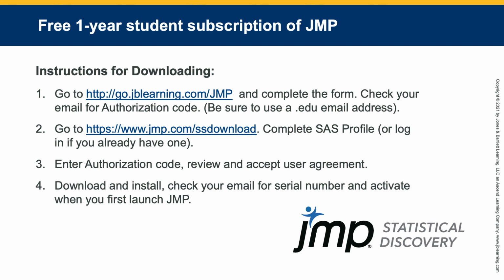URL, go.jvlearning.com/jump, complete the form. You will need to use a .edu email address. That's how they authenticate, so to speak, that you are a valid user, and then check your email for an authorization code. From there, you'll go over to jump.com/SS download and you'll complete the form there. There is an additional step from there. You'll get an authorization code and you just follow the step-by-step instructions to review and accept the user agreement. And then you can download and install from there.